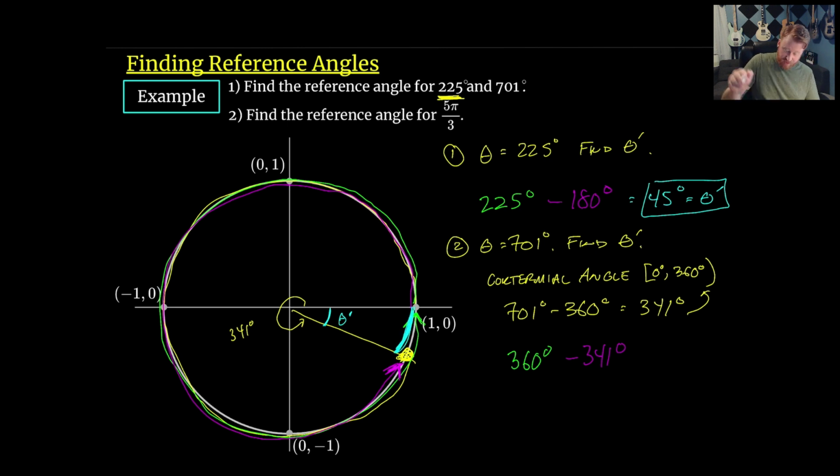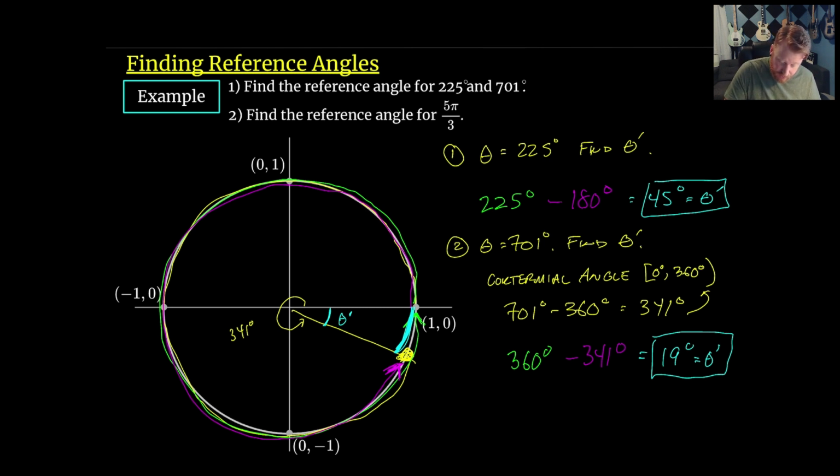So I'm doing the full green, which was too far. I'm subtracting off the pink, which is where we're trying to go, and that difference is the distance to the horizontal axis, which in this case is just going to be 19 degrees. So this is theta prime for our original, which was 701 degrees, but we found a coterminal angle so we could sketch it in, and then we used that to get our reference angle.